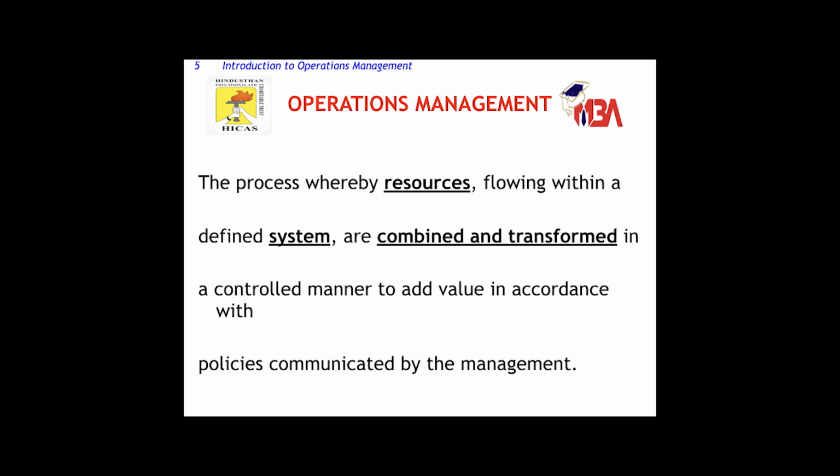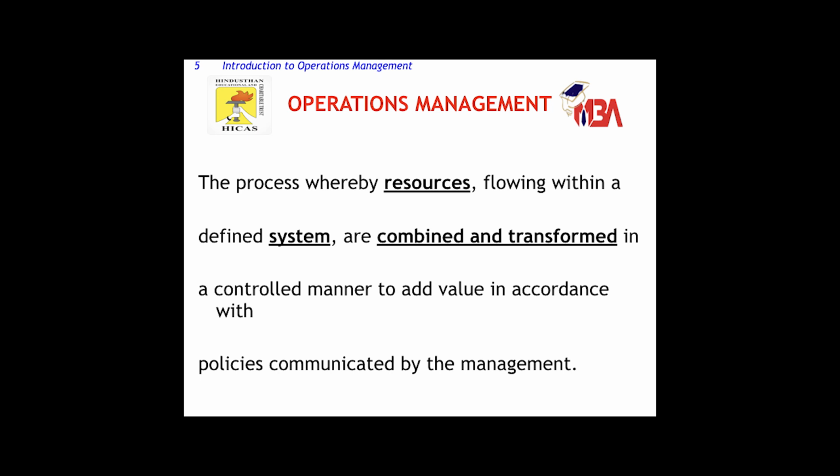Now, if you look at this definition, you have to understand there are a few important variables in this definition. One is the resources, second one is the system, the third one is the process of combining and transforming, and very important, what you're going to do is what is being asked by the management of the company to produce or provide the service. And all these things you have to do in a perfect controlled manner so that you will be able to produce the product and provide the service as expected by the management.